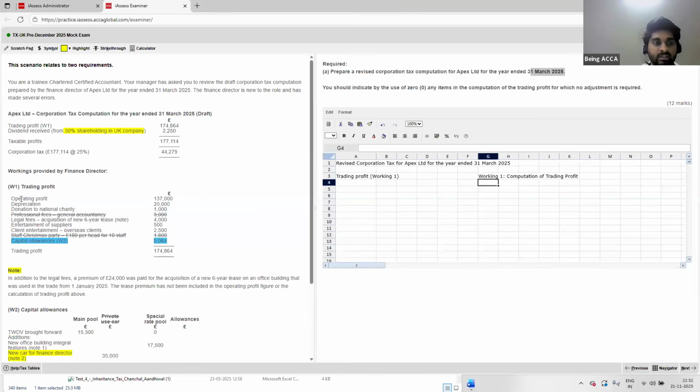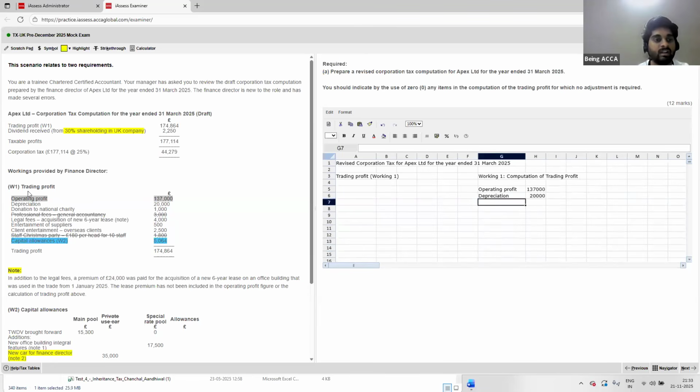First, what do we take? We should start our value from here, because operating profit should be started from here, which will be operating profit at 137,000. Going on to the next one would be depreciation. Depreciation should be added back, which is correctly added back at 20,000. So whatever has been given here, we'll have to redo it entirely in order to get the values that are applicable for tax computation purposes.